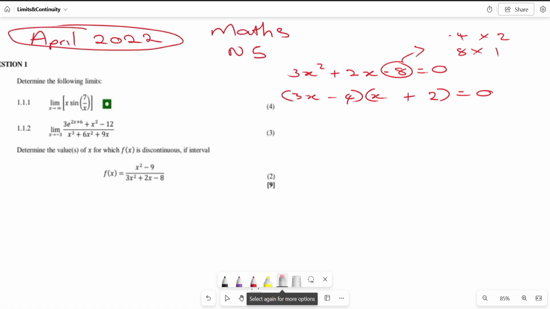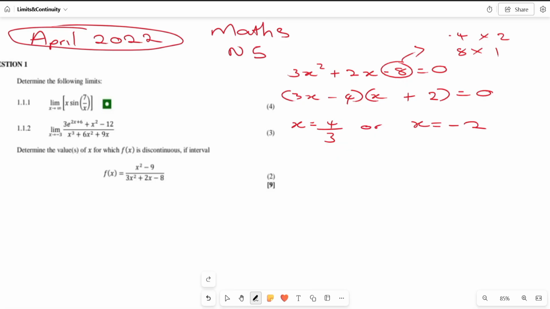But that is not the answer. You remember? That's not the answer. So we're going to say x is equal to 4 over 3. You know how to take this out. Or x is equal to minus 2. And then it's very important for you to substitute these x values into that. You substitute each x value one at a time.